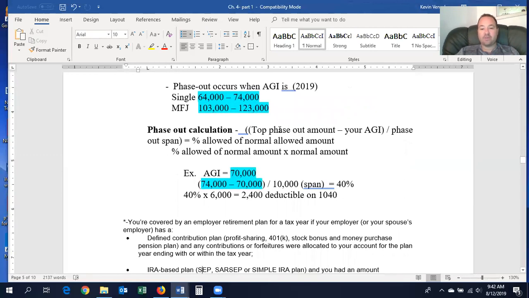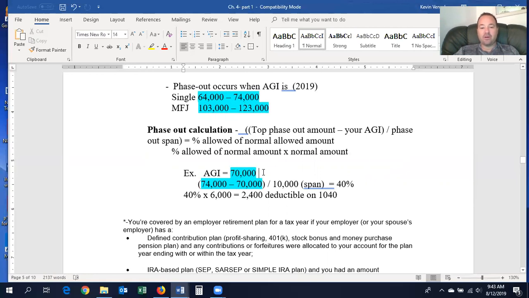To do the phase out, you take whatever the top number is in your category, 123 or 74, minus your AGI. So you're going to be in between these. And then you divide whatever you get by that span, whatever the phase out span is. So for somebody single, it's 10,000. Married filing joint, it's 20.